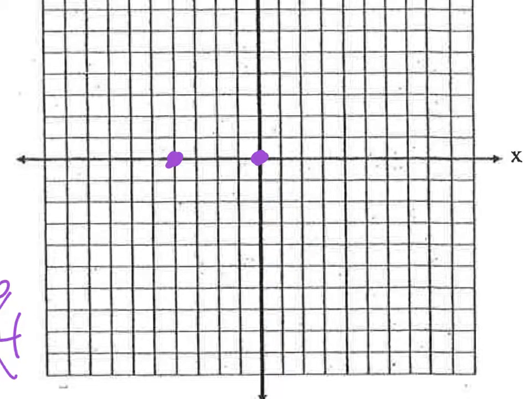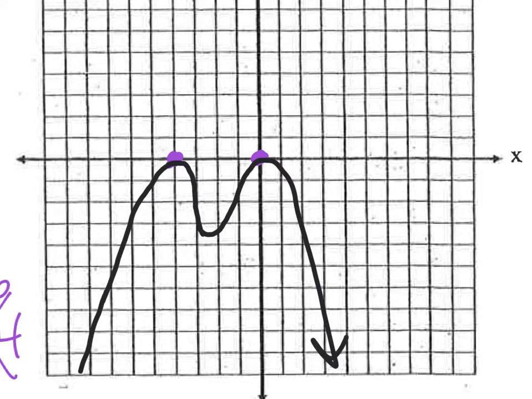As I approach that intercept, what's it going to do? What did we say? It's going to bounce. It was an even multiplicity, so it's going to bounce. And then eventually it's got to go back to that other one, right? So this is where we get our second turn, and then it's going to bounce again, and you get your third turn, and you graph it.